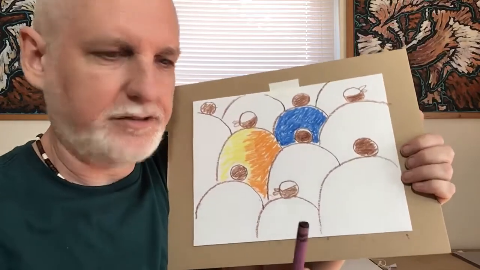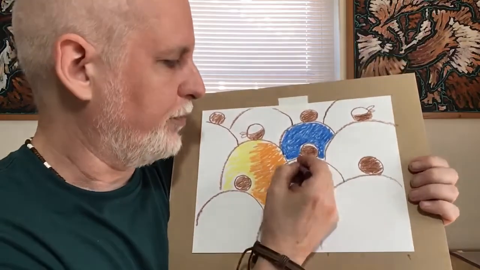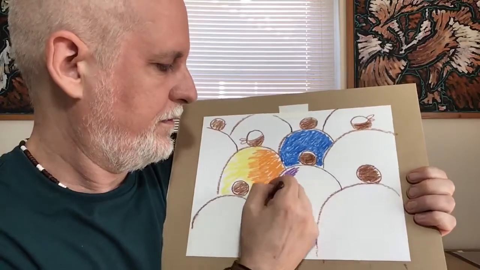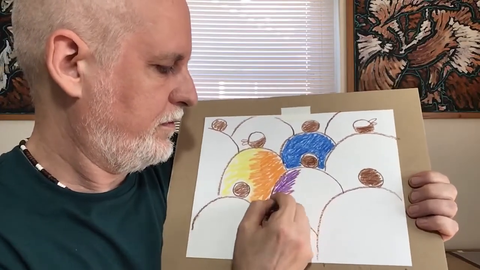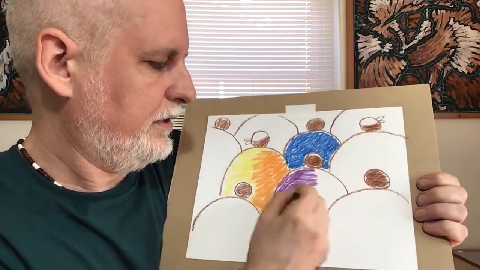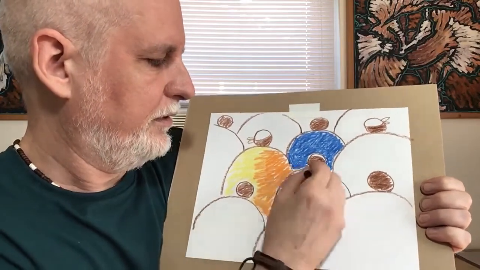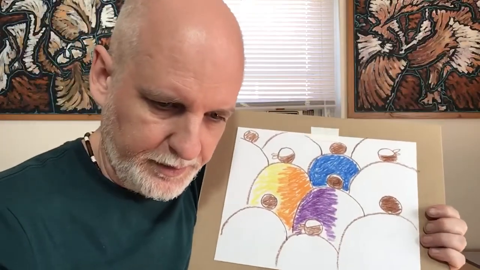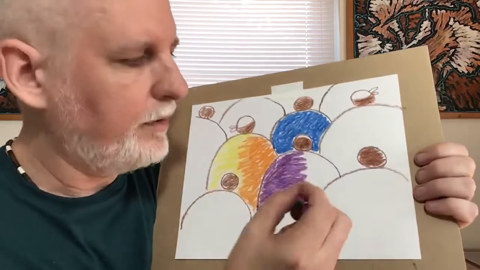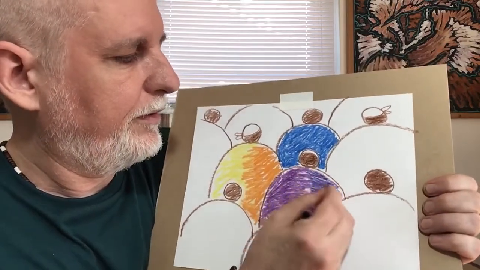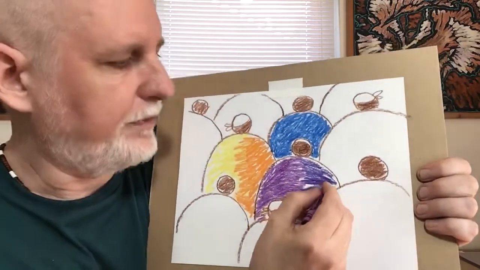All right, next, let's see. How about purple? I think I'll do the same thing. I'll do half of it with this purple. And then I've got a different shade of purple. That's a darker purple. Over there.